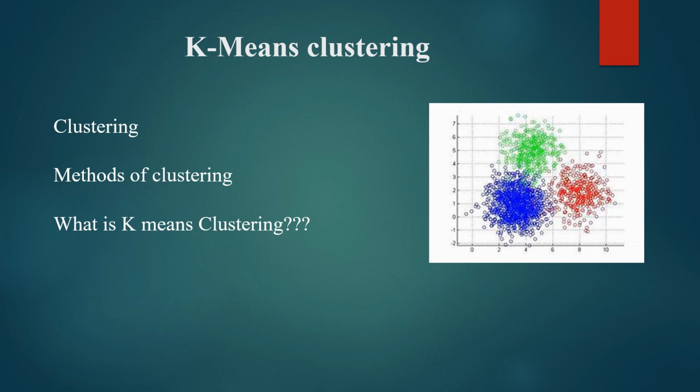Now what is K-means clustering? K-means clustering algorithm is an algorithm to cluster n objects based on attributes into k partitions, where k is less than n.